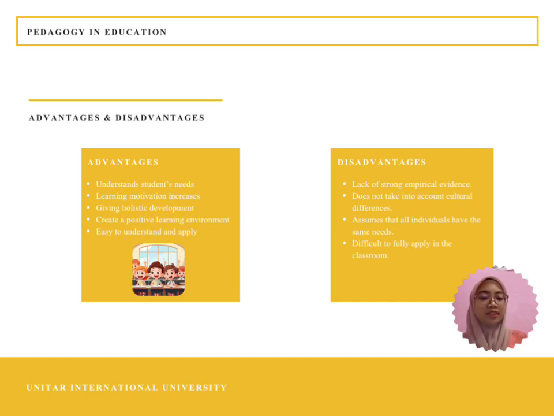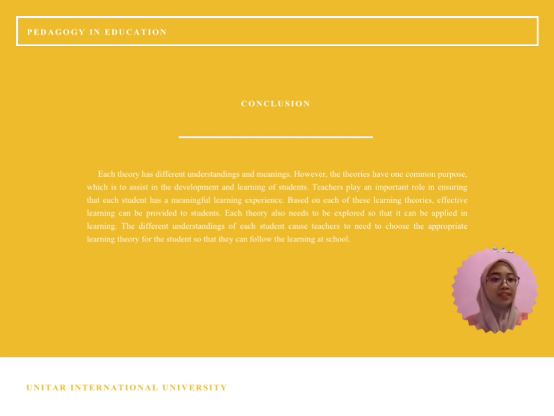And the last one, humanistic theory is difficult to fully apply in the classroom because it involves family and economic factors. In the end, each theory has different understanding and meanings. However, the theories have one common purpose, which is to assist in the development and learning of students, and also to help teachers in teaching. The teacher plays an important role in ensuring each student has a meaningful learning experience.